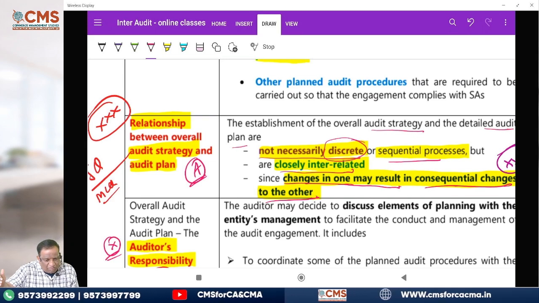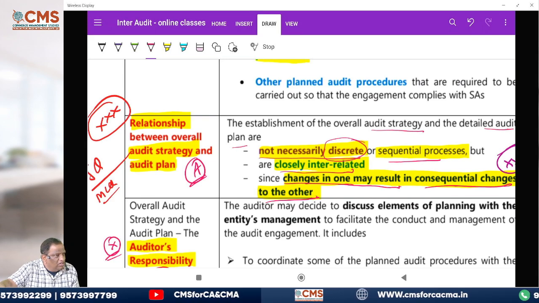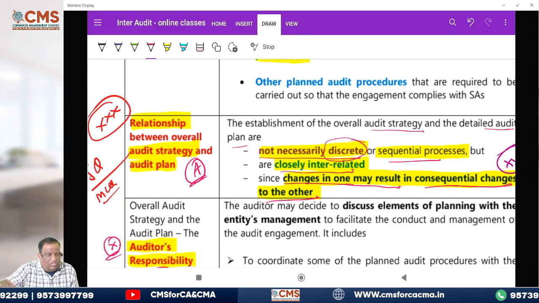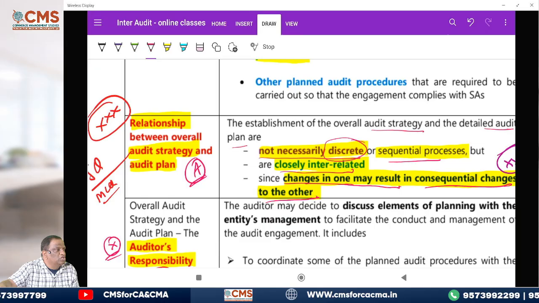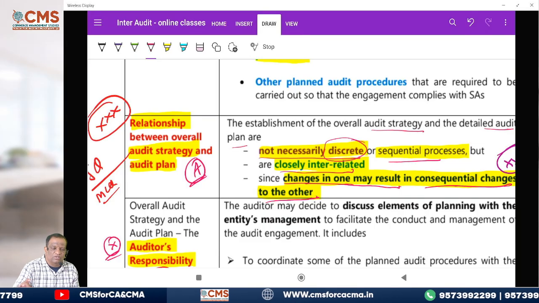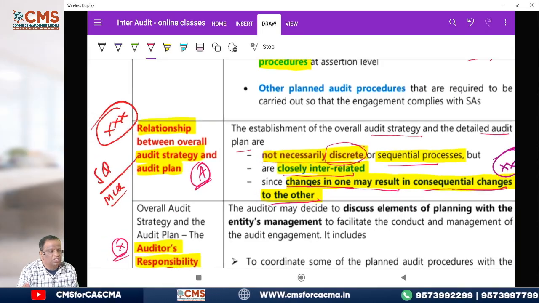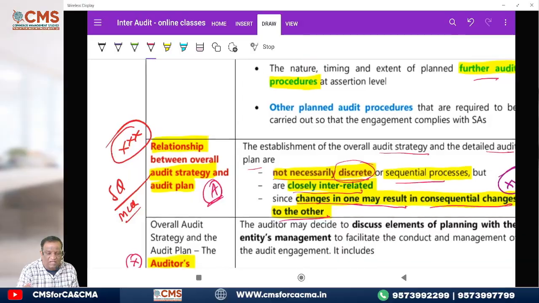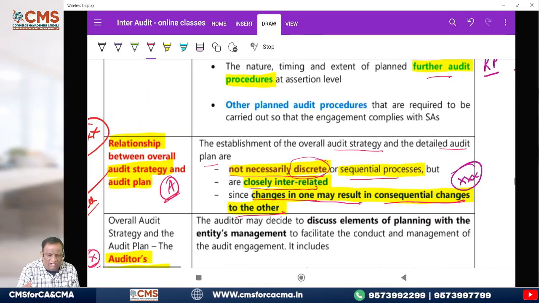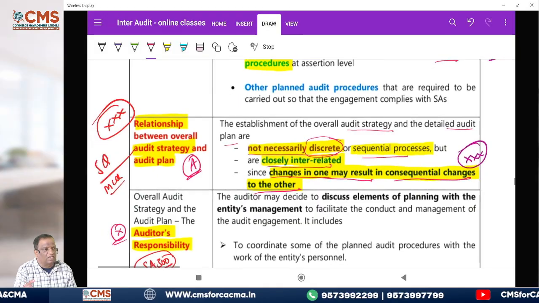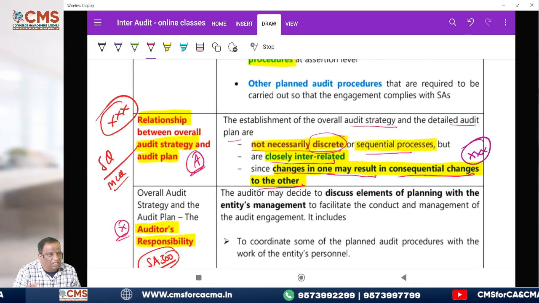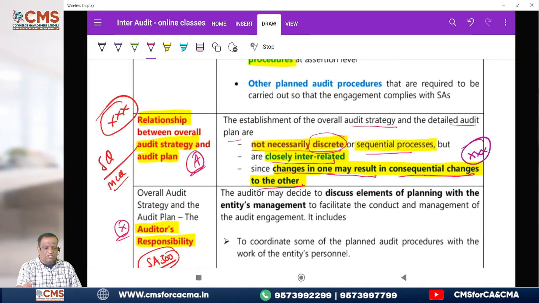Can I say a change in plan will result in a change in strategy, or a change in strategy would result in a change in plan? A change in strategy would result in consequential changes in the plan. So this question is asking, is there any relationship between strategy and the plan? Yes, they are interrelated, and wherever you have this content, mark it as a category. He is asking questions on that.